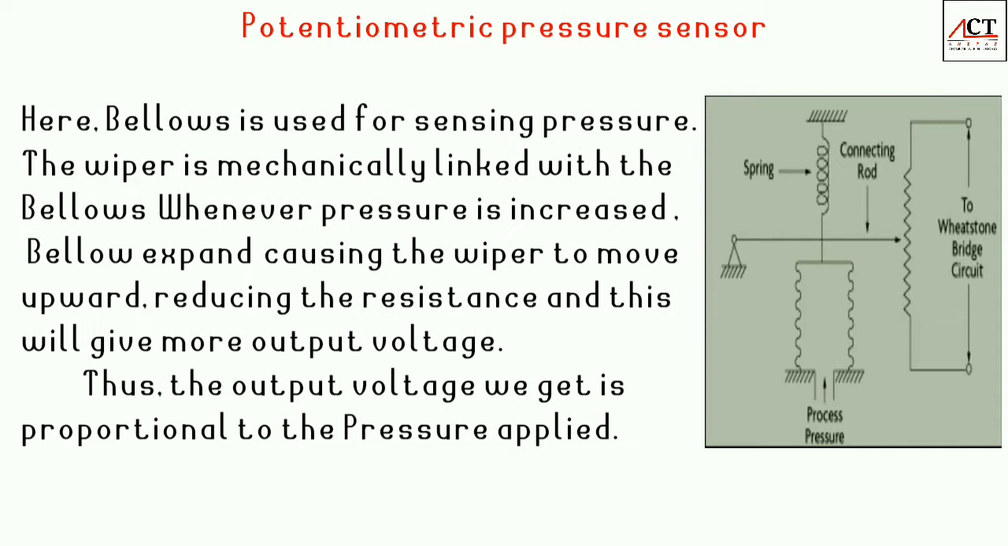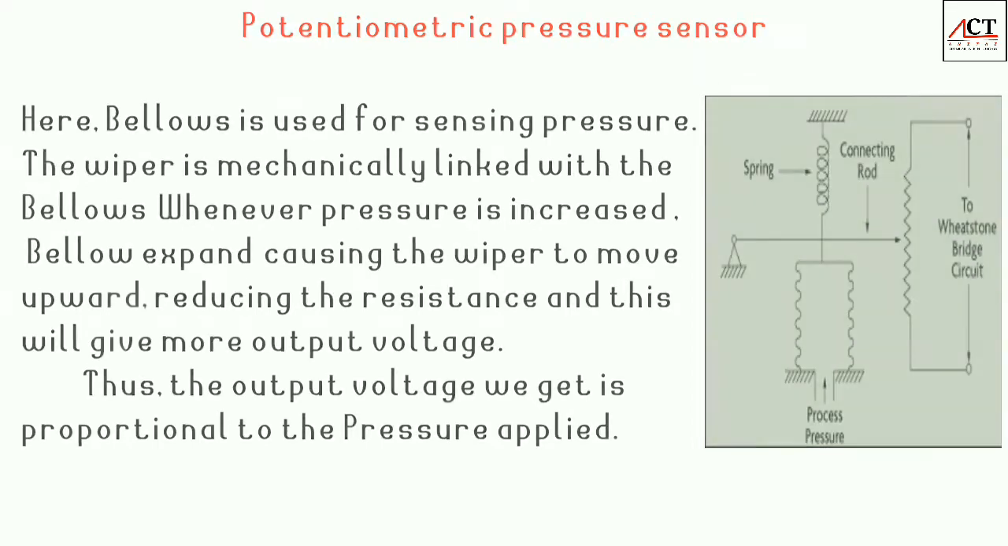In this figure, we can see a bellows is used for sensing the pressure. So whenever there is an increase in pressure, the bellows expand, causing the wiper to move upward, and this will reduce the resistance and will give more output voltage. This output voltage will be proportional to the pressure applied.